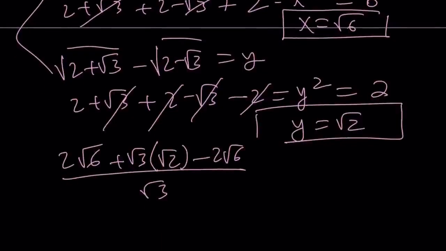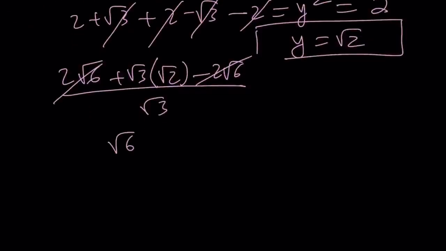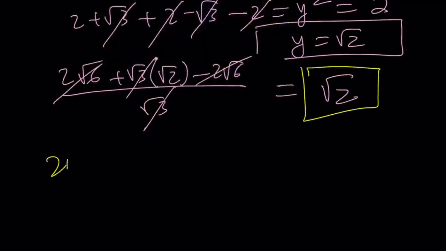Notice that this gives us, well, first of all, 2 root 6 cancels out, and then this gives us root 6 over root 3, or you can just simplify, like cancel out the root 3, and you end up with root 2, and that is going to be our answer. All right, let's go ahead and take a look at the second method.